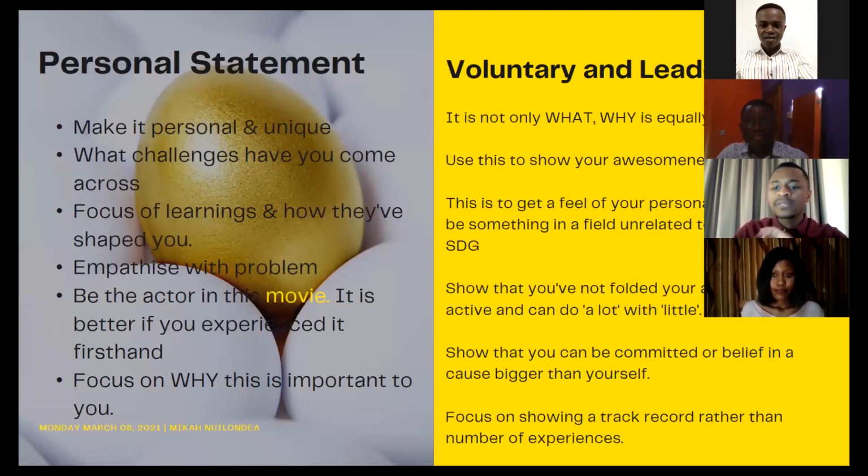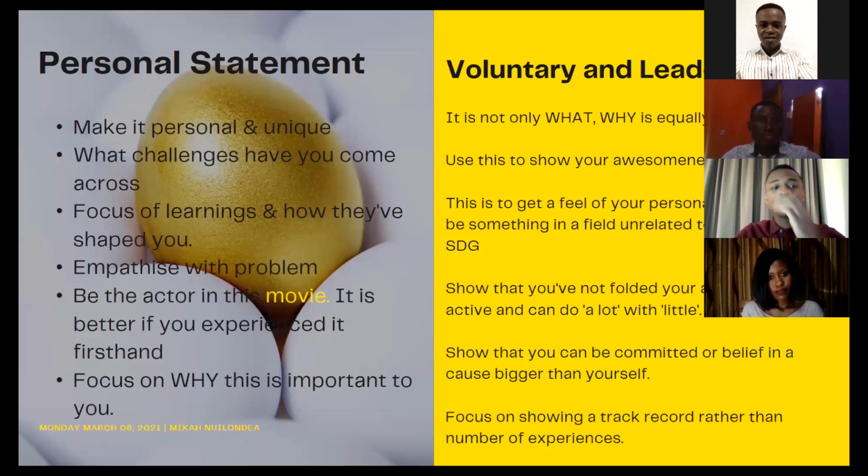So my rule of thumb is, if I remove your name and put somebody else's name and that essay does not look stupid, then it's a bad essay. It's a bad personal statement. If I replace your name with another person and the person can use that essay, then you've not written a personal statement. It has to be you.